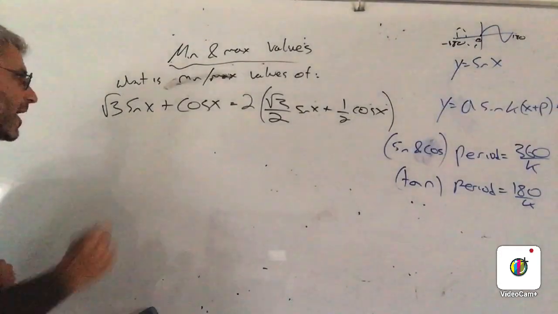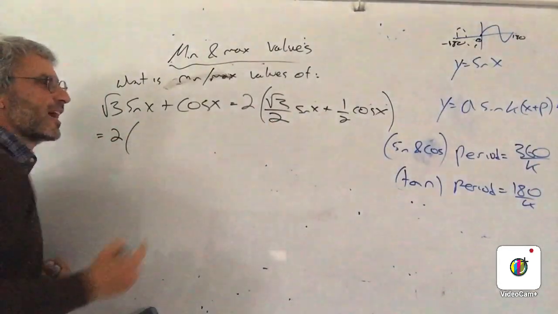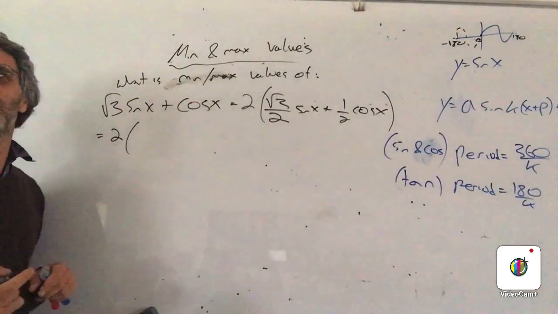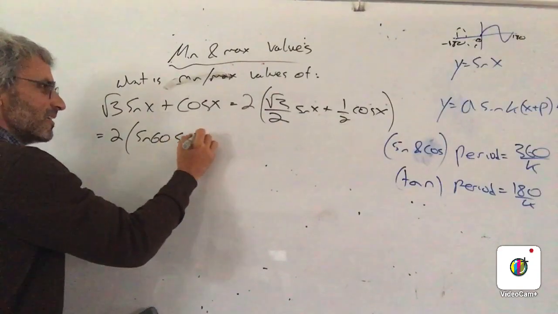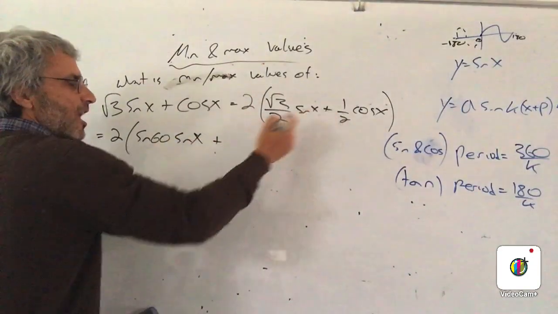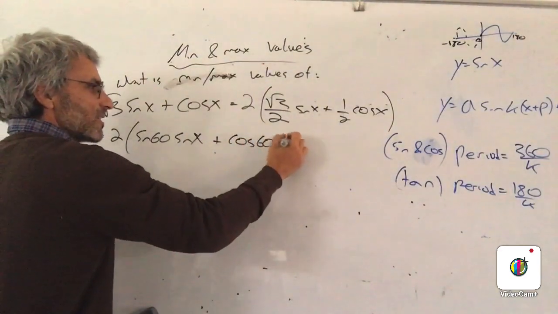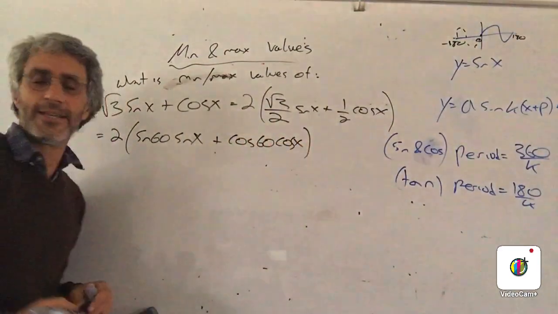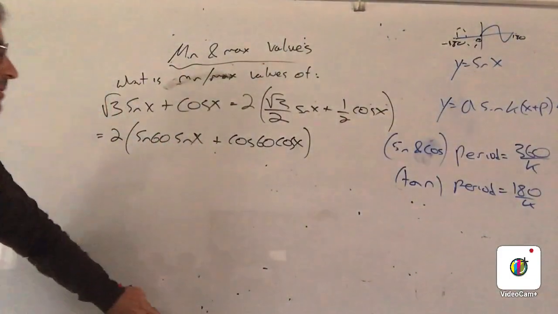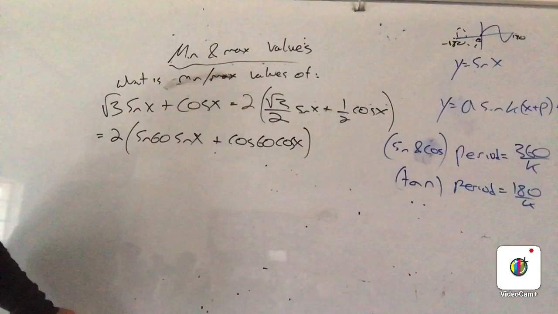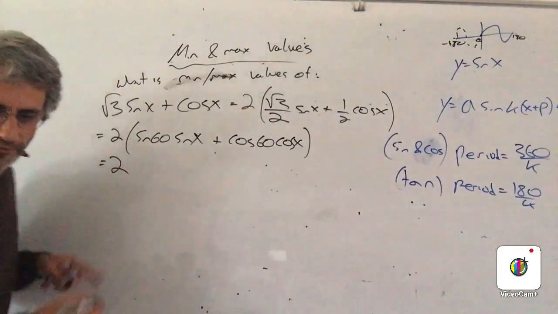Okay. Now we're going to leave this 2. And instead of square root 3 over 2, we're going to write sine 60. And instead of half, we write cosine 60 cosine x. Okay, that's that. I would say it's a level 4 question, because you have to think about it. Not easy.